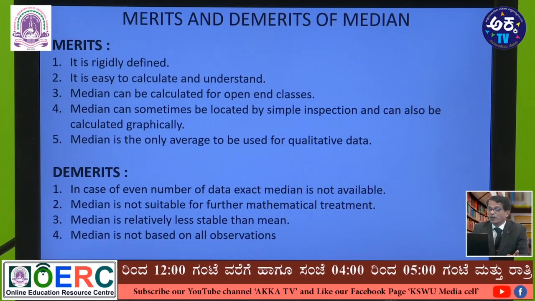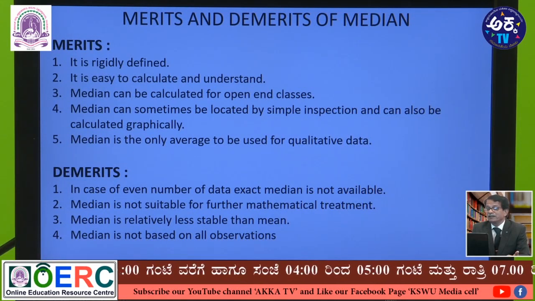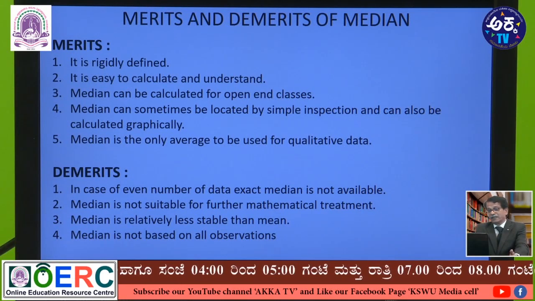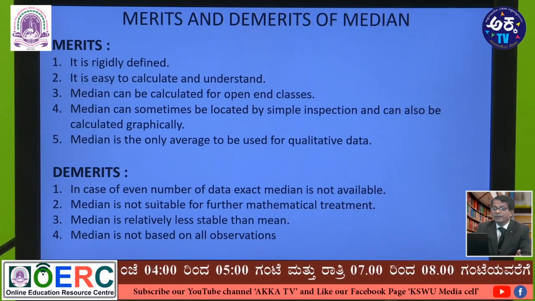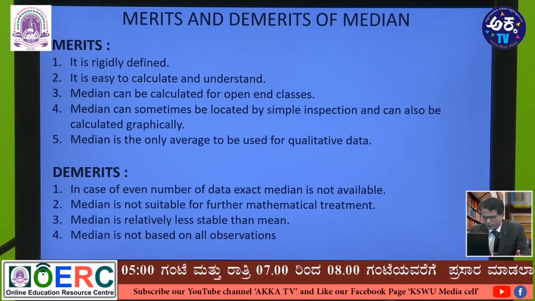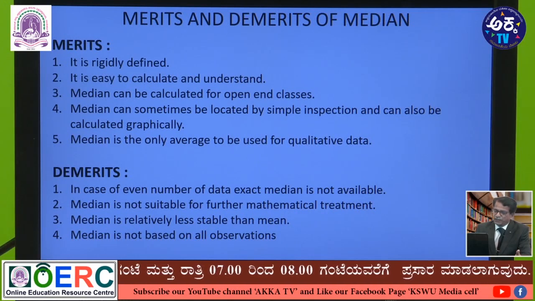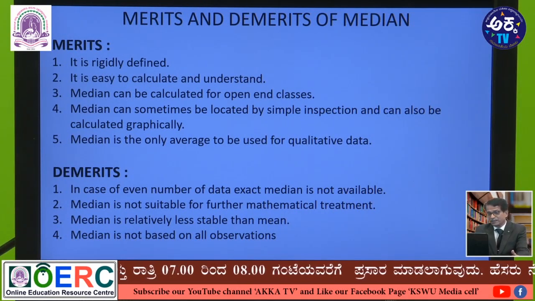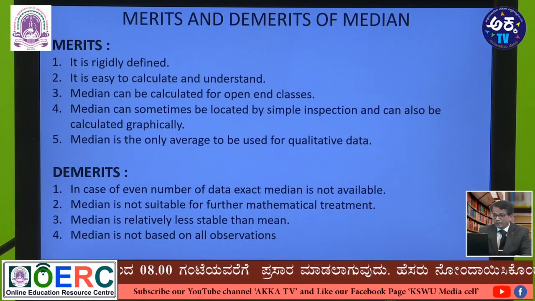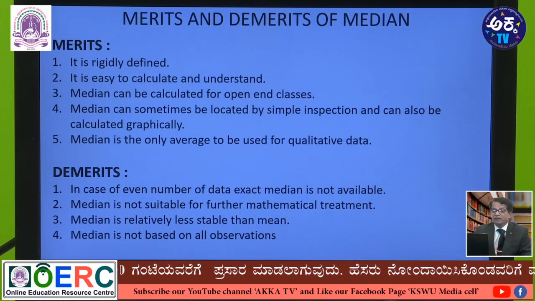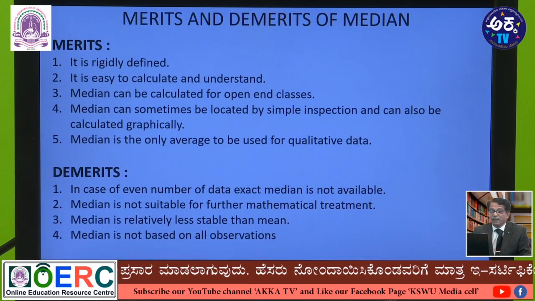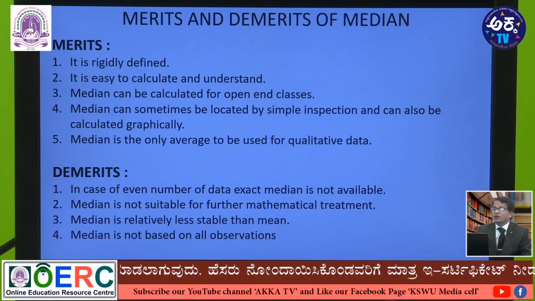Median can sometimes be located by simple inspection, and it can also be calculated graphically. To get the median, it is not necessary that only the formula be used. Median can also be located using the ogive curves of the more-than type and less-than type. The intersection of both curves gives us the median of the distribution.